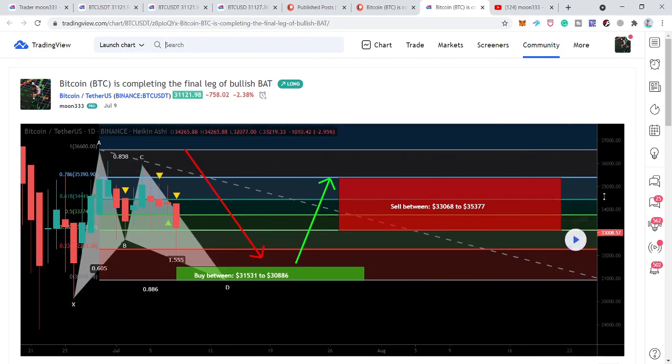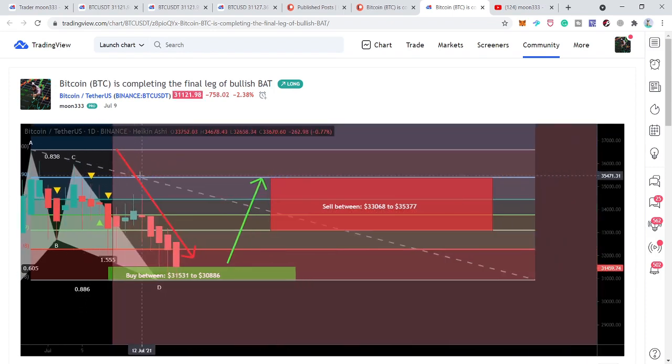You can see at that time it was moving at $33,000, and after playing the chart, the price action moved towards the downside, and completely now it has entered the buying zone. Now, as per the Fibonacci sequence, the buying zone starts from $31,531 and goes to $30,886. And for the day traders, the sell targets can be from $33,000 to $35,377.